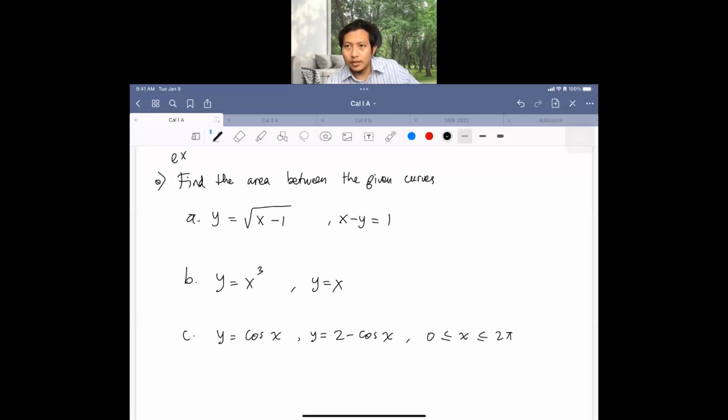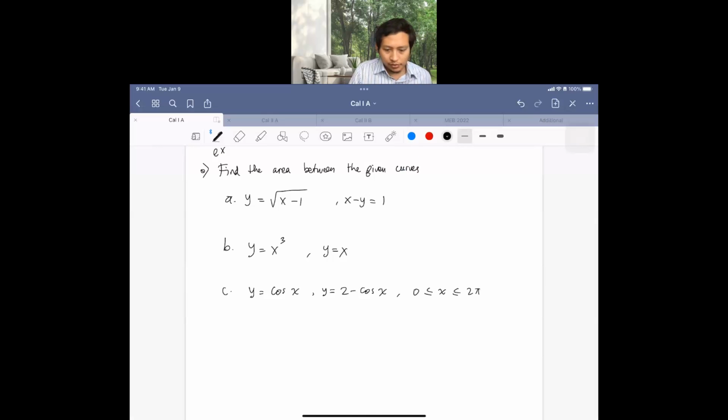Okay. Anyone got the answer for the first one? Anyone calculate? Negative. Okay, Kim, negative 1 over 6. I think it should not be negative. It's 1 over 6, but I think you should have some mistake on the sign. But the numbers are correct.